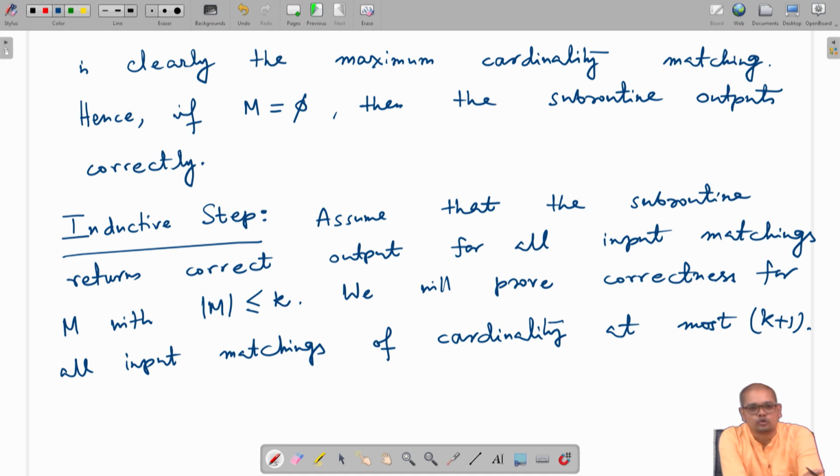Now, let us recall what the algorithm was doing. The algorithm was performing a modified breadth first search traversal, and it can either find an augmenting path or a blossom, or it reports that the current matching M is the maximum cardinality matching. So, in all three cases we will show that the algorithm is correct.